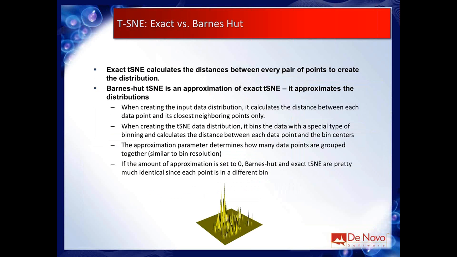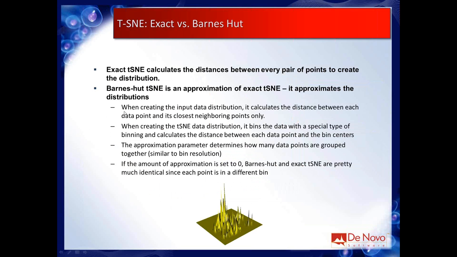This is a little more elaboration on exact versus Barnes-Hut. Like I was saying, exact tSNE calculates the distances between every pair of points to create the distribution. That can get really expensive, right? If you've got 1,000 data points, that's 1,000 squared distances. That can grow pretty fast, can get really slow, and can eat up a lot of memory.